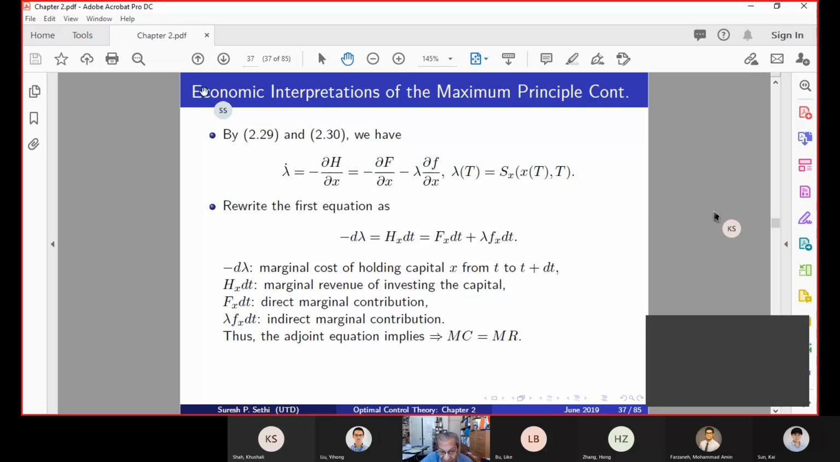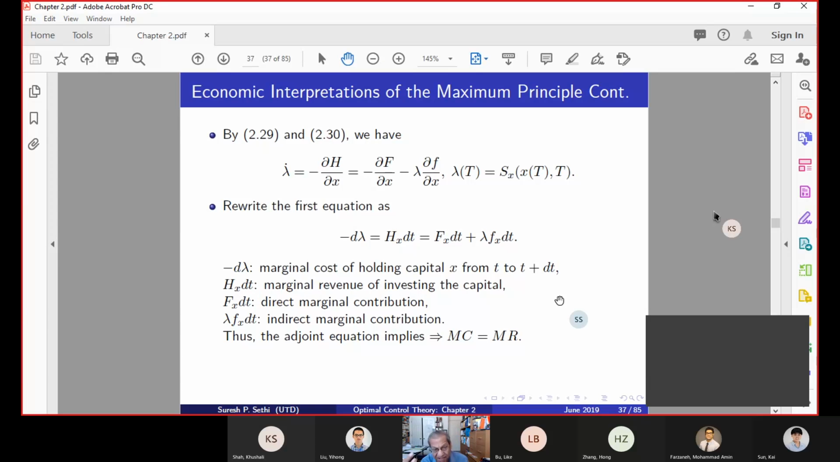What is the marginal benefit of holding the capital? Well, you earn money, you get some dividend. Or if it's an inventory, then you create some sales and that gives you a profit. So the marginal revenue of keeping that capital for one period is the direct marginal contribution, which is f_x dt, and the indirect marginal contribution, that is this. So that is the total marginal contribution, and that is the total marginal cost. So this gives you marginal cost equal to marginal revenue.